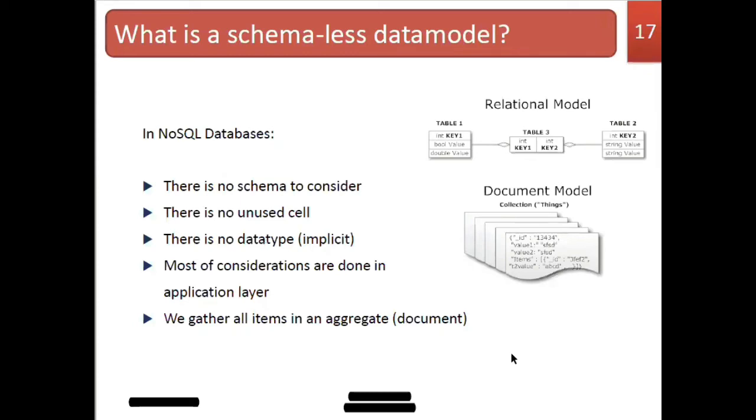And we gather all the items in an aggregate, that is whatever details or data you want to save, that data will be saved in the aggregated format as a document in the document model. Okay, so this is one of the models which is used in the NoSQL databases. Other than the document model, there are other models also used. Okay, that we will discuss in the later slides.